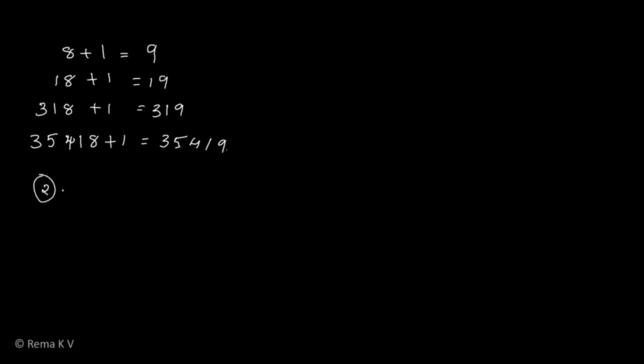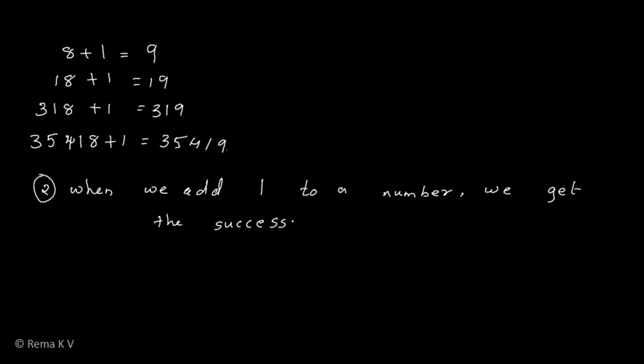That's the second property. When we add 1 to a number, we get the successor. So how to find the successor of a number? Add 1 to it. Then we get the successor of that number.